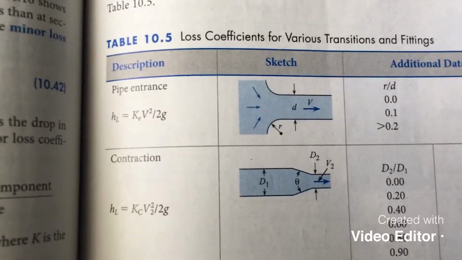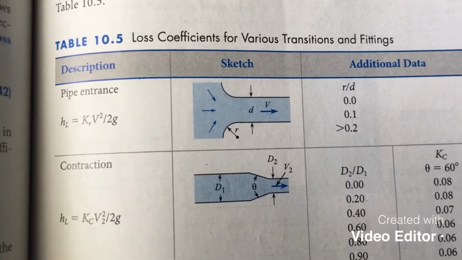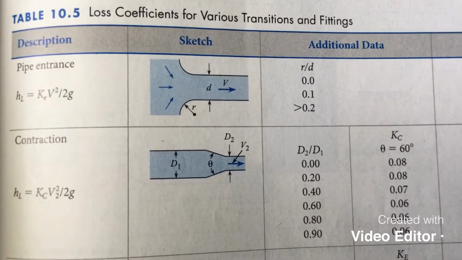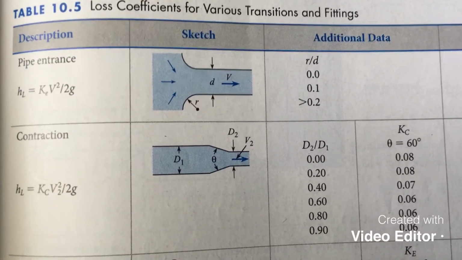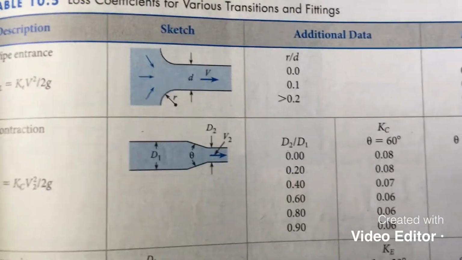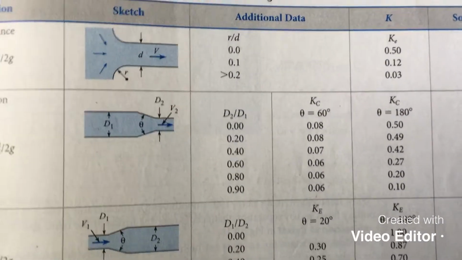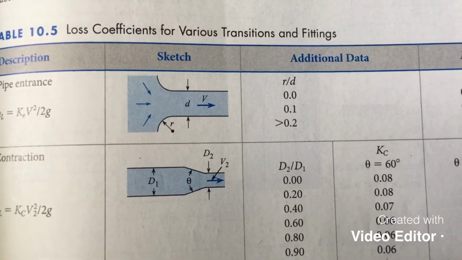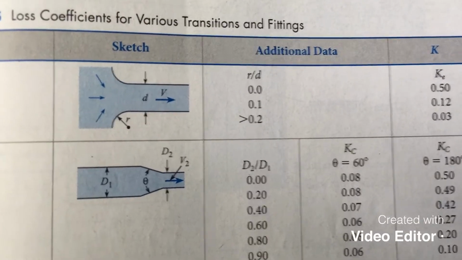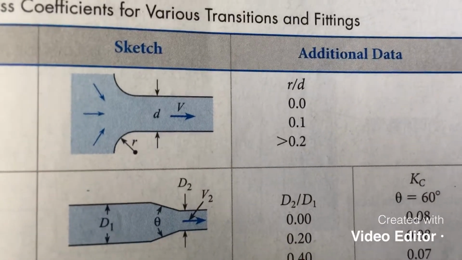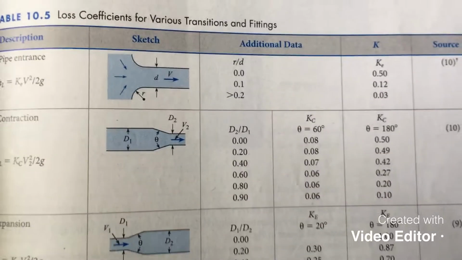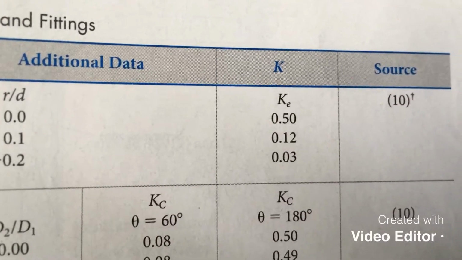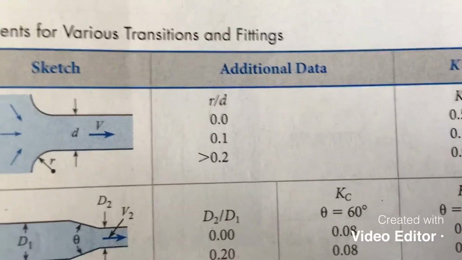Okay, so this is table 10.5, the loss coefficient for various transitions and fittings. So for different components, different transitions or fittings, you have a different case. So for example, the first one is a pipe entrance. Okay, pipe entrance, so see the different K values, right? And it depends on the r over d.